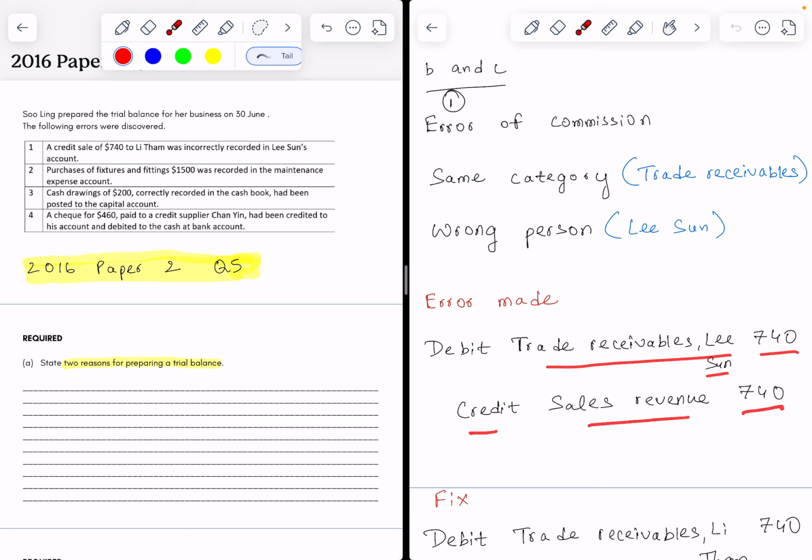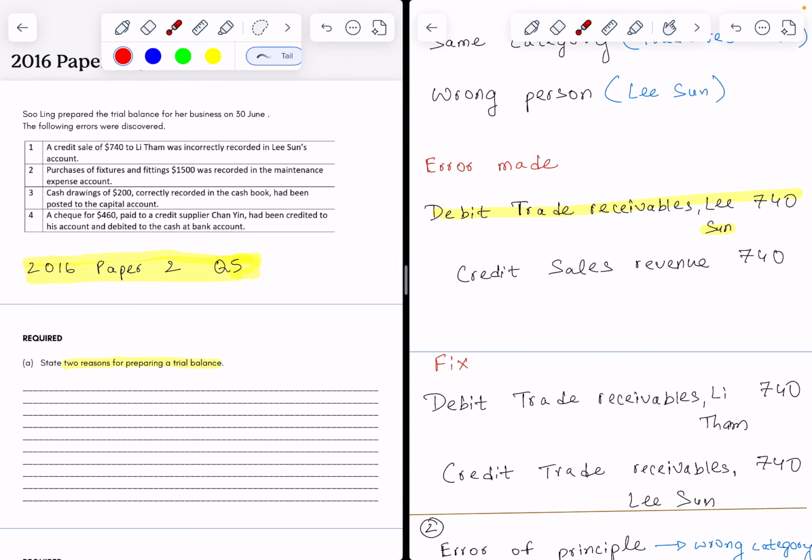All right? So when we would have debited the account for trade receivables Lee Sun by $740, we would have thought about the fact that our assets are going up in value, specifically our current assets, because we have now a credit customer to whom we have sold $740 worth of items on credit. And this customer has made a promise to repay us this amount in the future. So the wrong entry here is mainly the debit entry, which we recorded in the account of Lee Sun, and that is mainly the wrong person, which goes by the definition of error of commission.